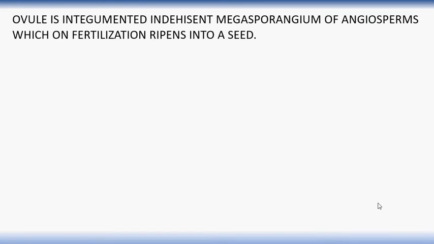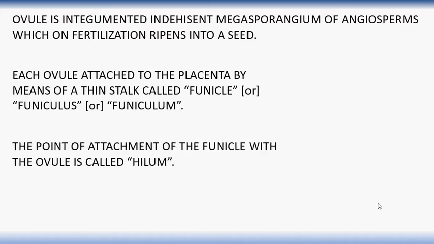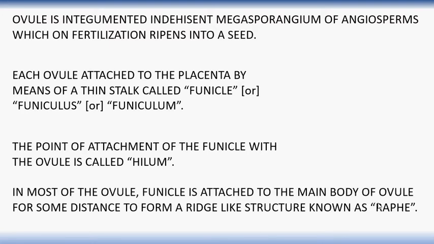Ovule is an integumented indehiscent megasporangium of angiosperms, which on fertilization ripens into a seed. Each ovule is attached to the placenta by means of a thick stalk called funicle, or funiculus, or funiculum. The point of attachment of funicle with ovule is called hilum. In most ovules, the funicle is attached to the main body of the ovule for some distance to form a ridge-like structure known as raphe.